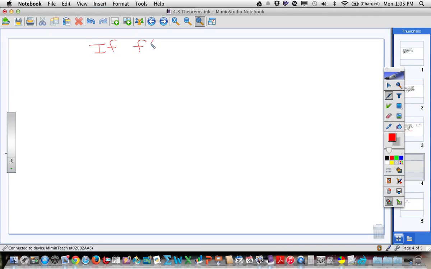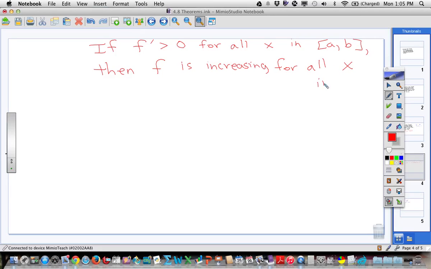So here's the statement. If f prime is greater than 0 for all x in the closed interval AB, then f is increasing for all x in the interval AB. That is our statement. We have said it many times, not quite like that, but now we're being kind of technical and wanting to use some real mathematical theory. And this is what we've said. If f prime is positive for all x in the interval, then f is increasing.